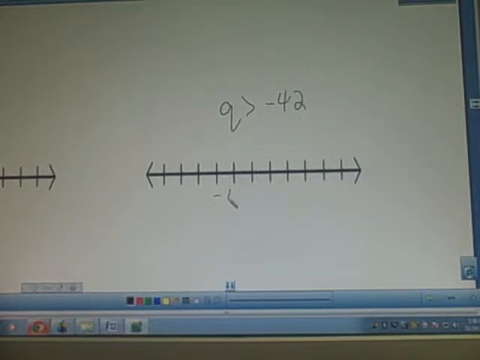So I'm going to plot negative 42, and I'm going to circle it. And then the larger side is towards the Q, larger side, larger numbers.